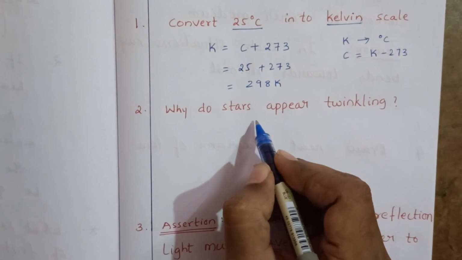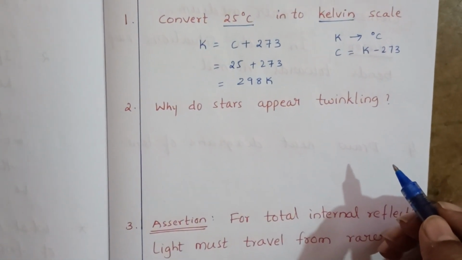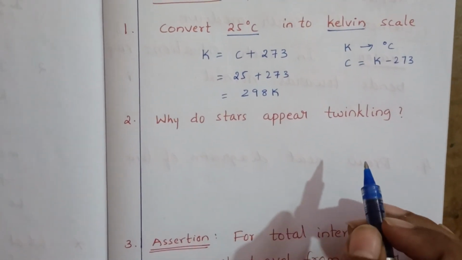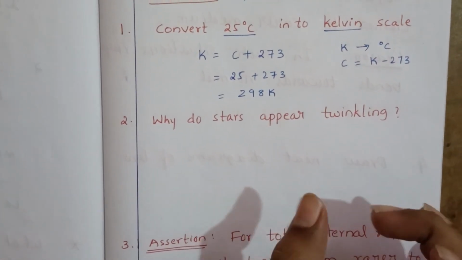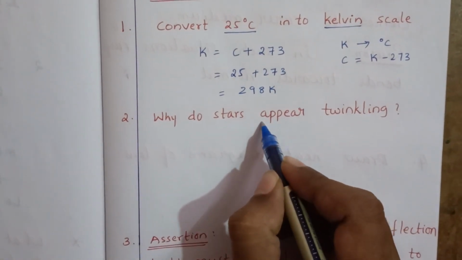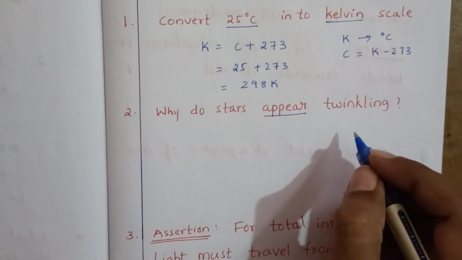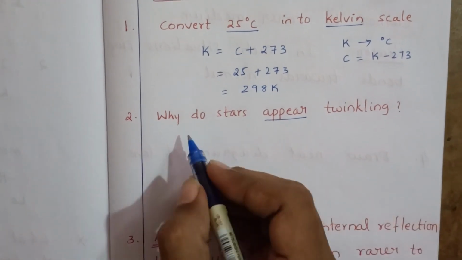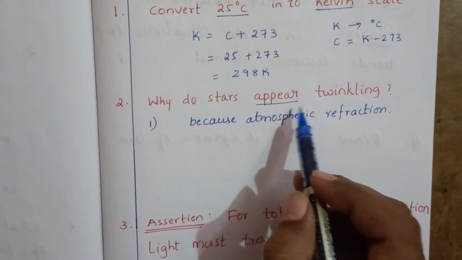Next, why do stars appear twinkling? Stars are actually not twinkling. It only appears that they are twinkling. Stars appear twinkling because of atmospheric refraction.